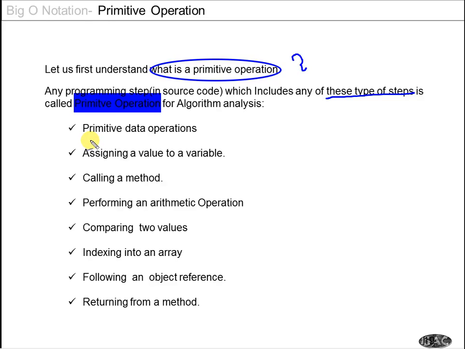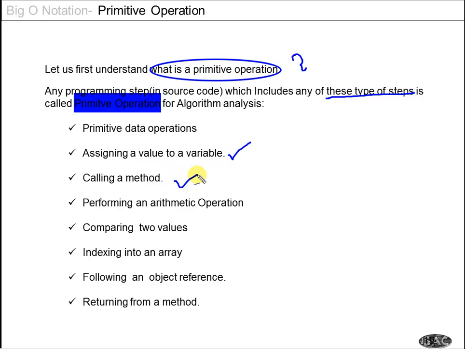Primitive data operation, like i equals i plus 1. This has two primitive operations. Assigning a value to a variable. Primitive data operation means addition, subtraction, multiplication. All of those primitive data operations will come here. Assigning a value to a variable is also called a primitive data operation.